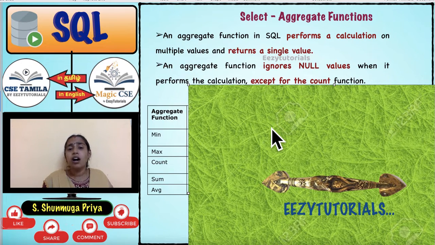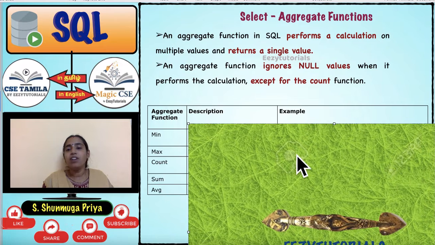Now what happens if a tuple has a null value? In a column, for a particular tuple you have a null value. These aggregate functions, except count, that is minimum, maximum, sum, average, will ignore the null values. But the count function alone will count the null values as well. Null will not be ignored by the count function. Other functions will ignore the null values. These are the basic things you have to know about aggregate functions.